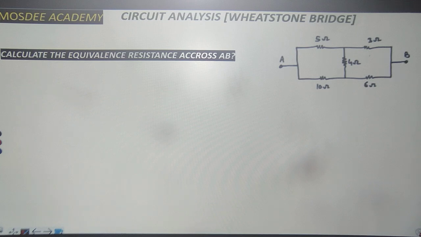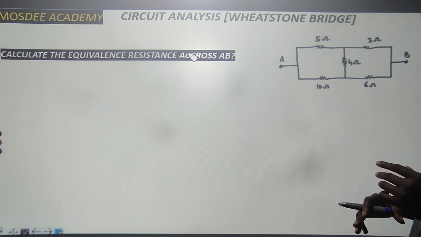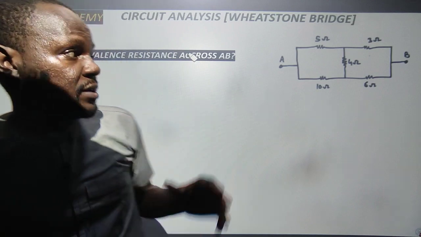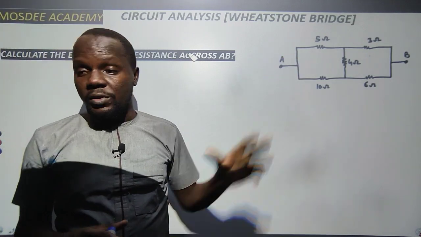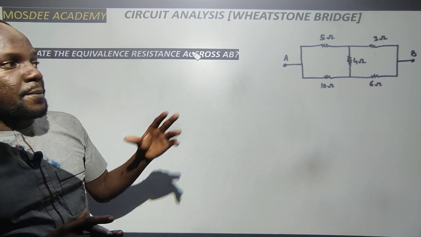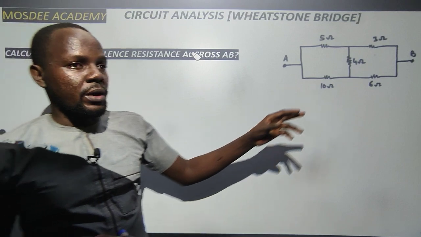Thank you very much. Now the question here is that you have to calculate the equivalent resistance across AB. Now you can see the wasting bridge that is given there. Simple wasting bridge. The first thing you check is this wasting bridge, is it balanced or is it not balanced? Now if you watch very well, how do you check?